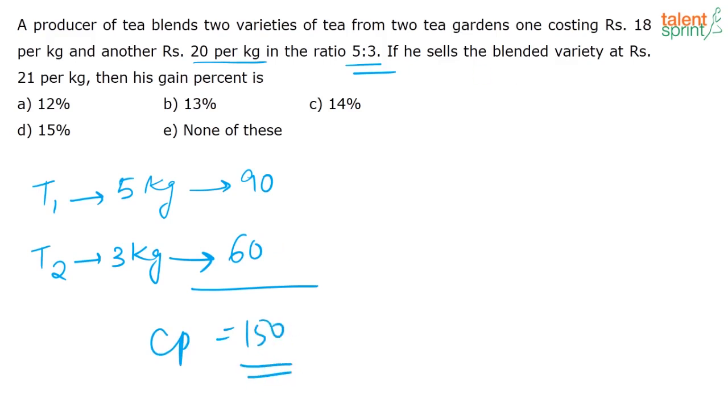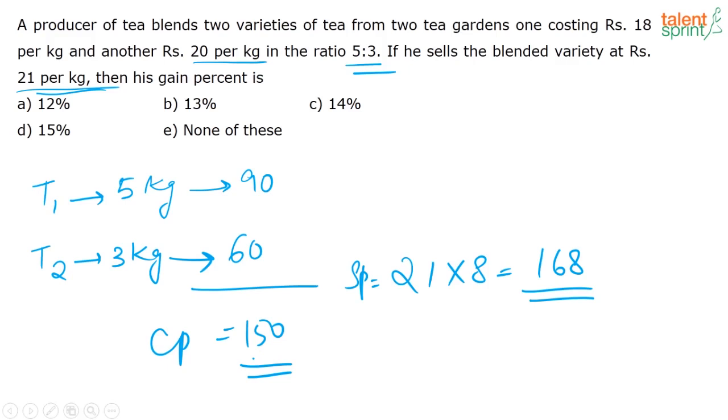Now what is he doing? He is selling the variety at 21 per kg. So totally how many kgs does he have? He has 8 kgs. So he is selling it for 168 rupees. So this is his selling price, this is his cost price. So what is the profit that he makes? He makes 18 rupees as profit, correct? And profit divided by the cost price will give you your profit percentage, that is equal to 12%. So answer for this question is option A. So now let's move on to the next question.